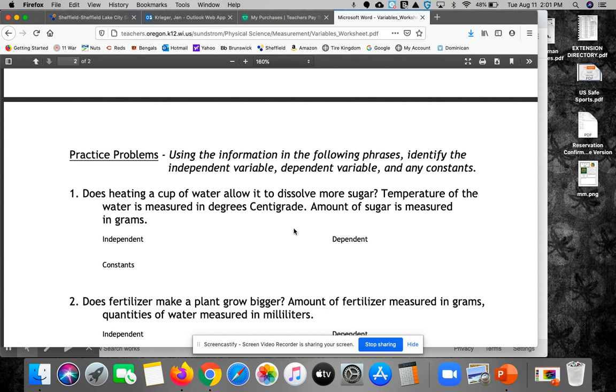So what are they measuring? And what's going to change because you change the temperature? And that would be the dependent variable. And what are they measuring, boys and girls? Think about it. And that's our dependent. And it is the amount of sugar, which is in grams, which we'll talk about units of science tools later.